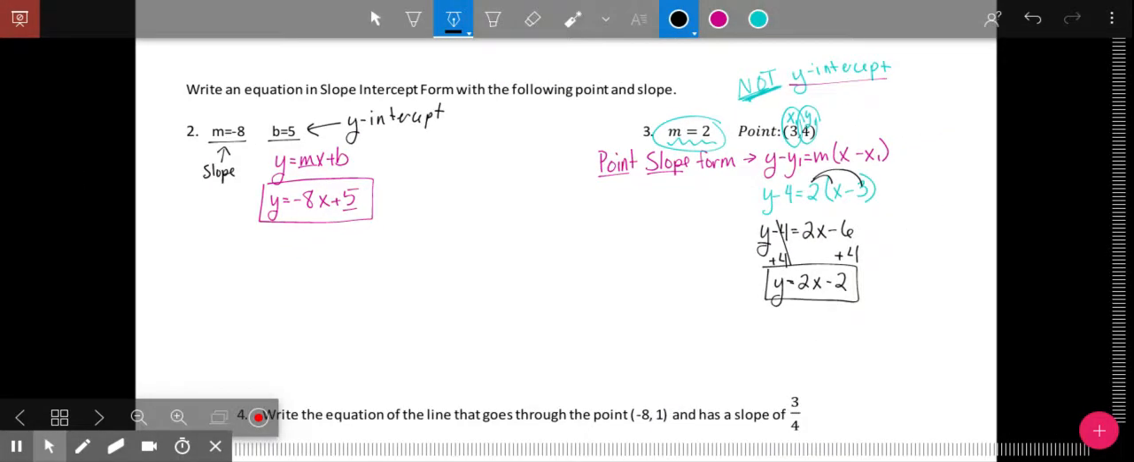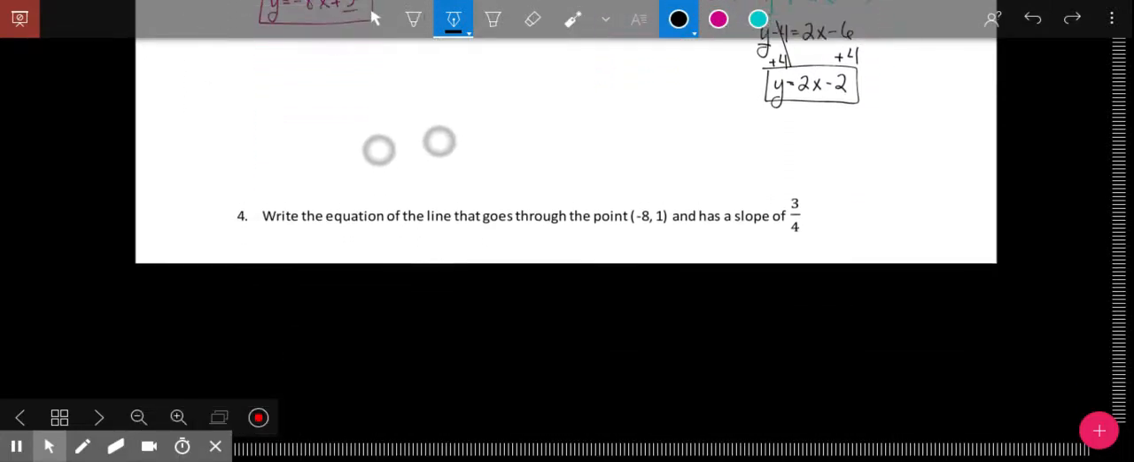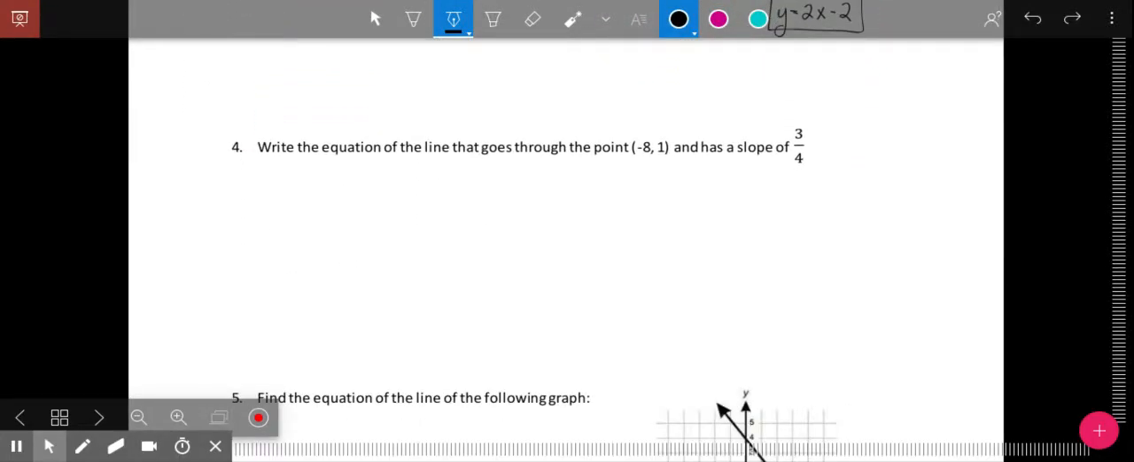All right, if you have any questions about those first two, please let me know. Okay, if not, I want you to go ahead and move on to number 4. I want you to try this on your own, and then you can check your work with mine when you're finished.